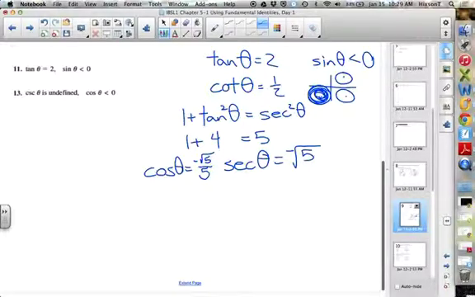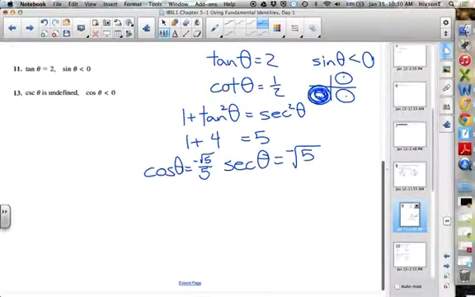So now all we have left is sine and cosecant. Any ideas? We could use a similar thing to this, 1 plus cotangent squared equals cosecant squared. Or if you have cosine and secant, can't you just find the sine?